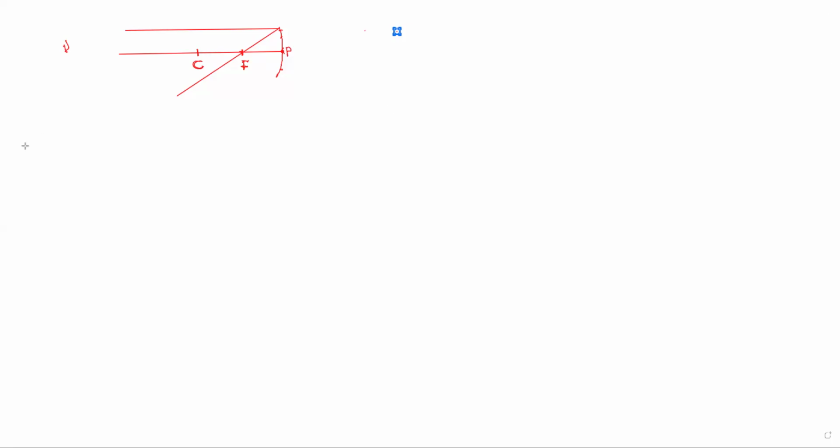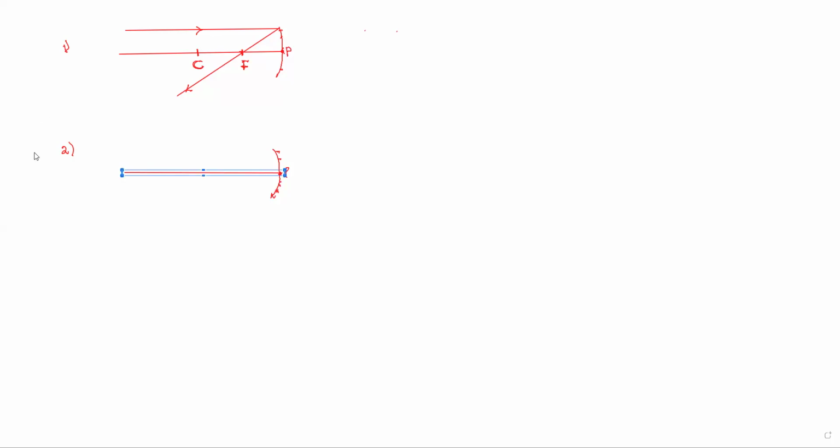Okay. So if the ray is parallel to the principal axis, after reflection, it must pass through F. So this is rule 1, and this is rule 2.